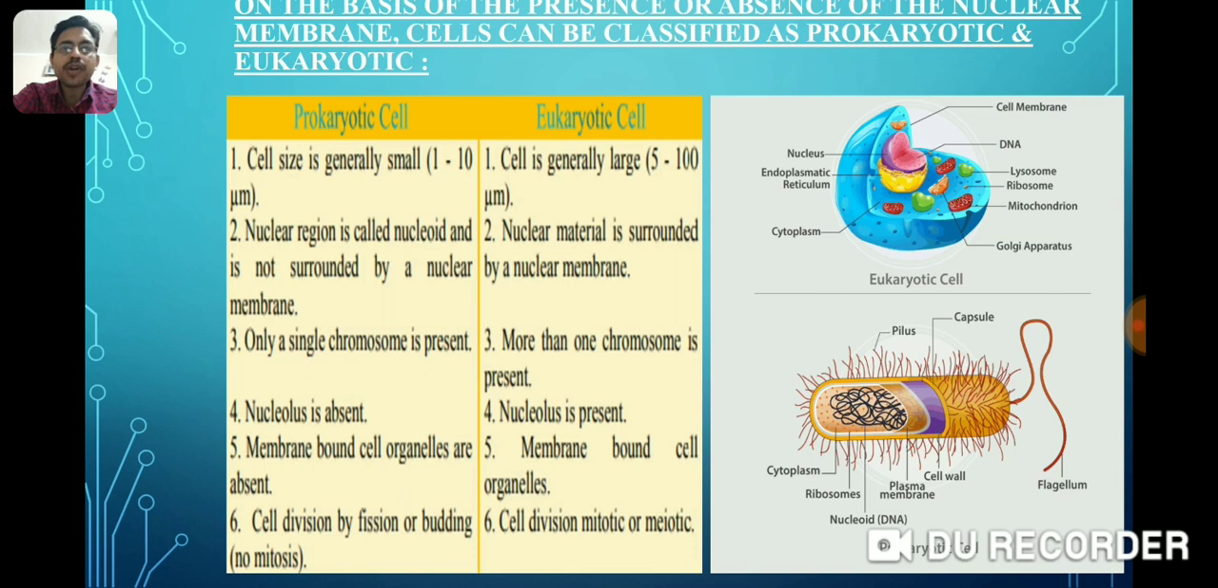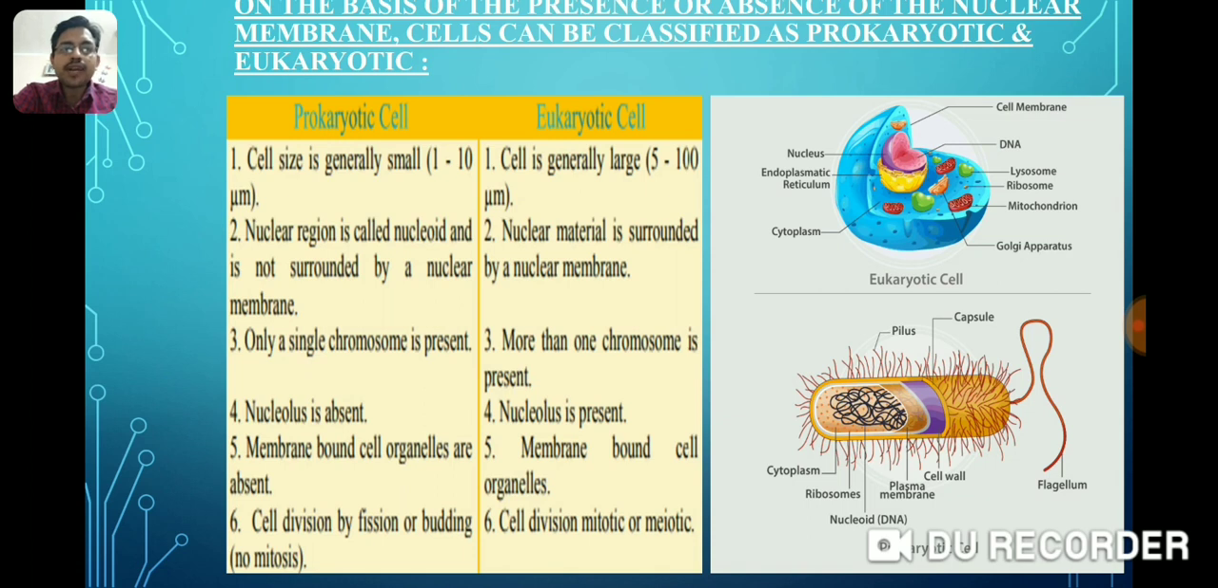Not only this, prokaryotic cell also lack membrane-bound cell organelles, while in eukaryotic cell, such membrane-bound cell organelles like mitochondria, endoplasmic reticulum, Golgi are all present. Prokaryotic cell divides by fission or budding, whereas eukaryotic cell divides by mitotic or meiotic cell division. We will study about these types of cell division in detail at the end of this chapter.